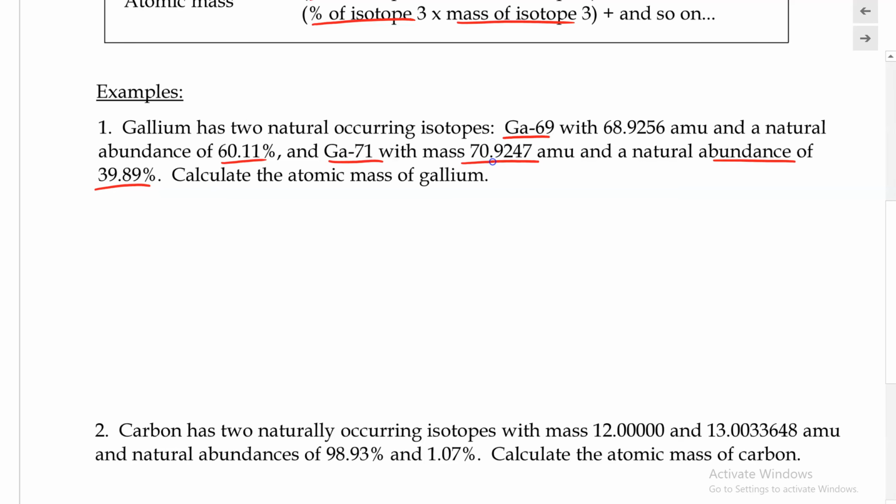In this case, we call this gallium-71 because if we were to round this value to the ones place, it becomes 71. So calculate what would be the atomic mass of gallium. Whenever we refer to the atomic mass of an element, of course, we are referring to the average atomic mass. So we have to take into consideration these different isotopes.